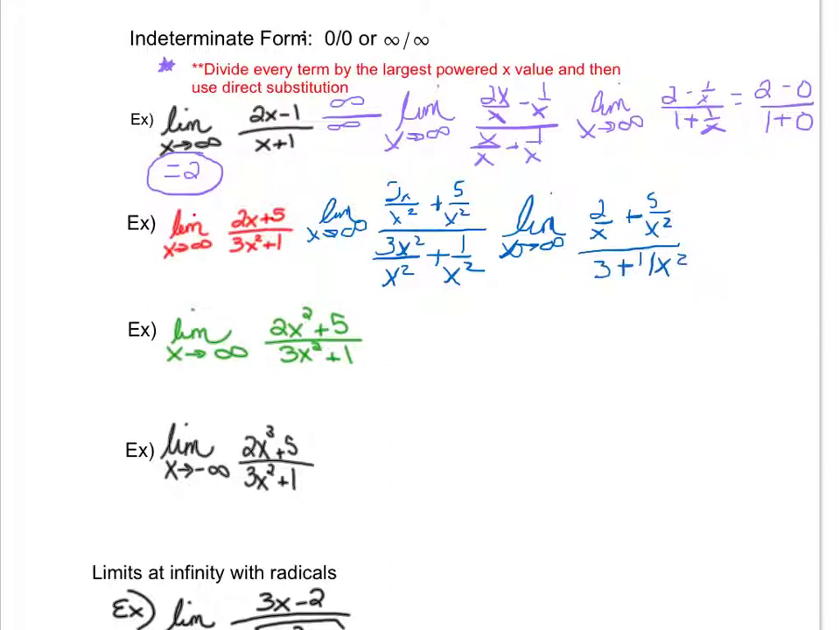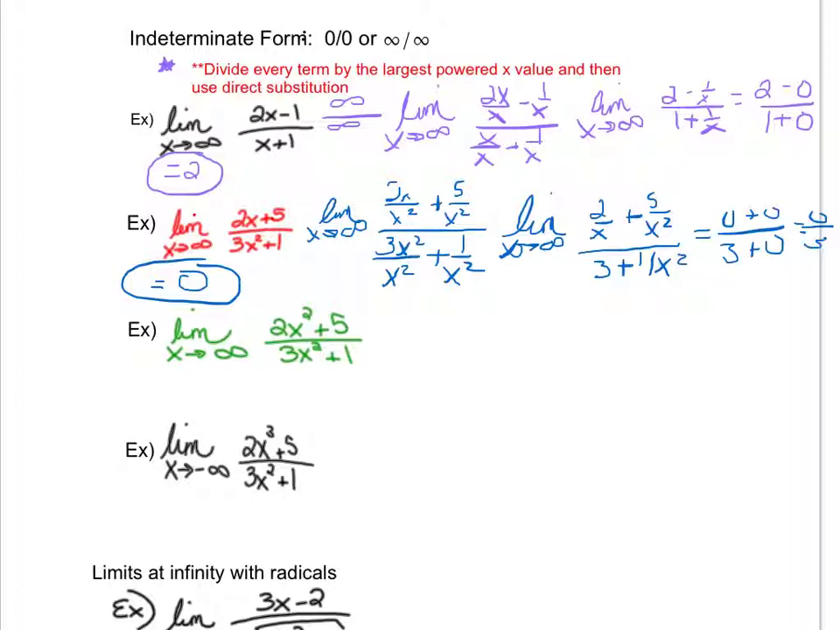Again, using that theorem from the last video, with direct substitution, 2 over infinity is going to drive towards 0. 5 over infinity squared is going to drive towards 0, so I'll have 0 plus 0 over 3 plus 0, since 1 over infinity squared also goes to 0. That's going to be 0 over 3. I know that 0 over 3 is just the same thing as 0. So on my second example, I get a limit of 0.